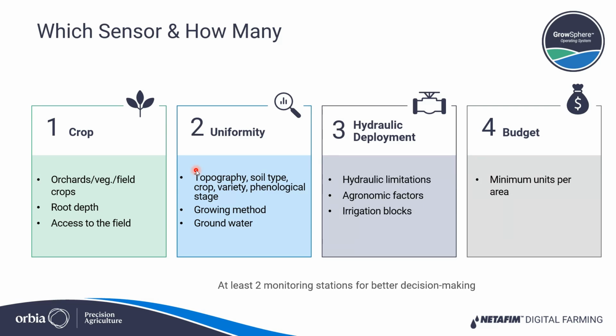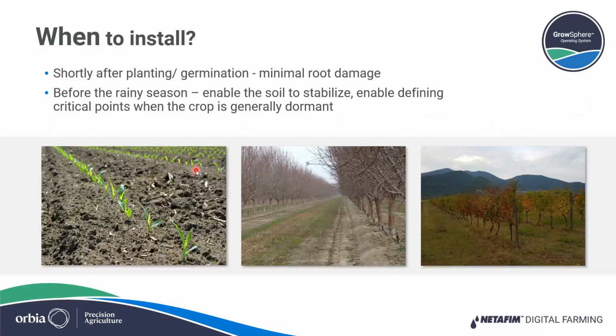But do not forget at least 2 monitoring stations for better decision making. It means that we do not want to put all the eggs in one basket. If something seems to be a bit strange, it's better to have two monitoring stations that you will be able to compare between them and be sure that you take the right decision.